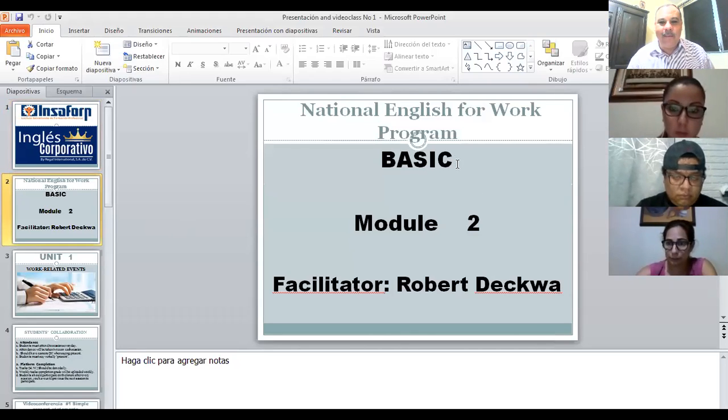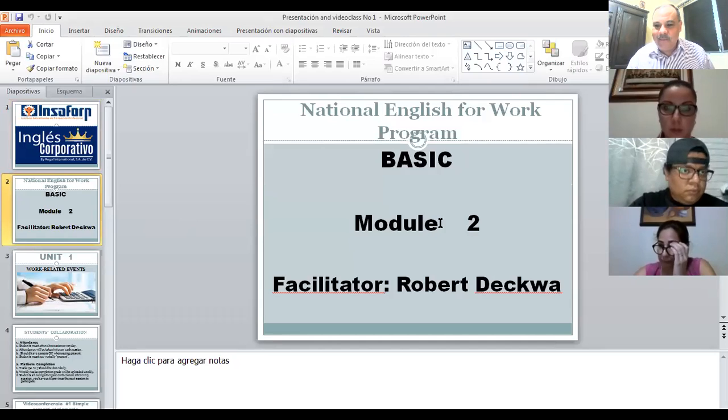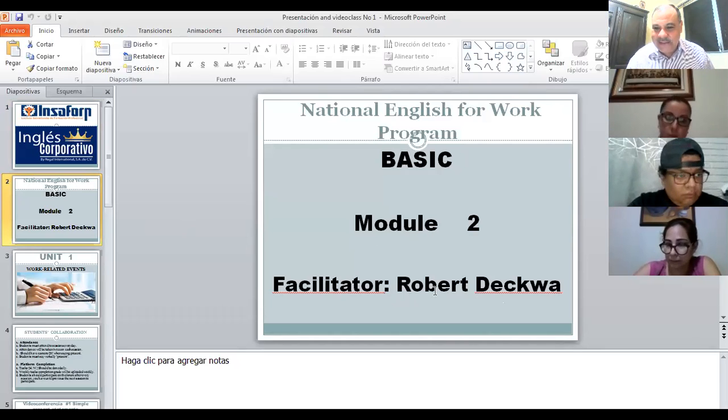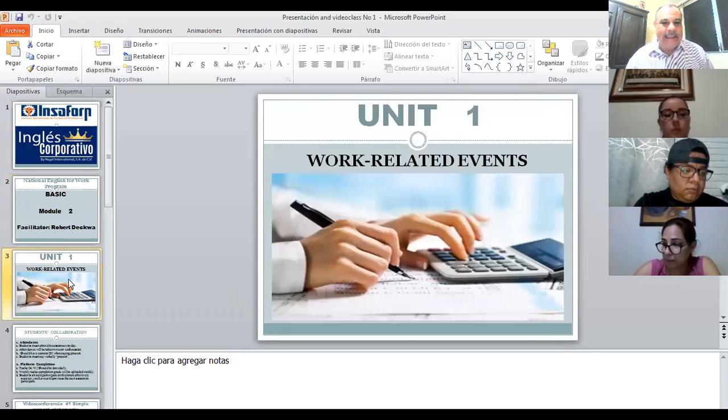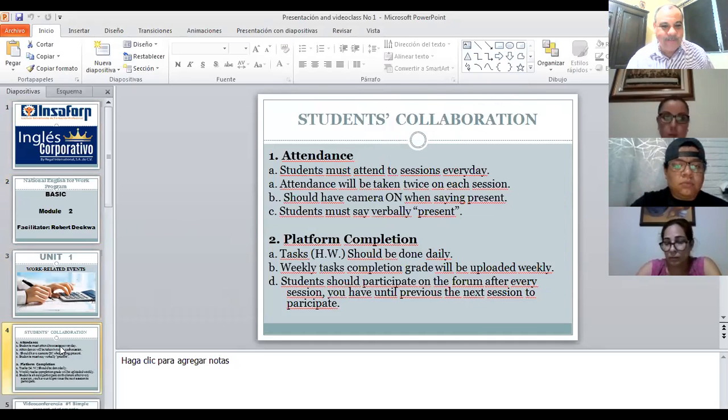Ok, so estamos en básico, módulo 2. Mi nombre es Roberto Decua y yo seré su facilitador para este módulo 2. Y this week, esta semana, estaremos viendo la unidad 1, Work-Related Events. Así se llama la unidad número 1.